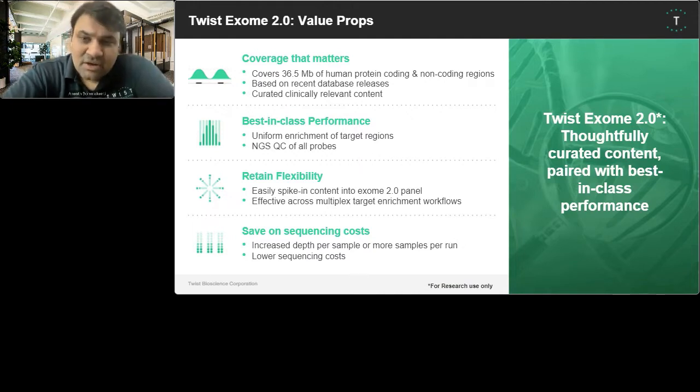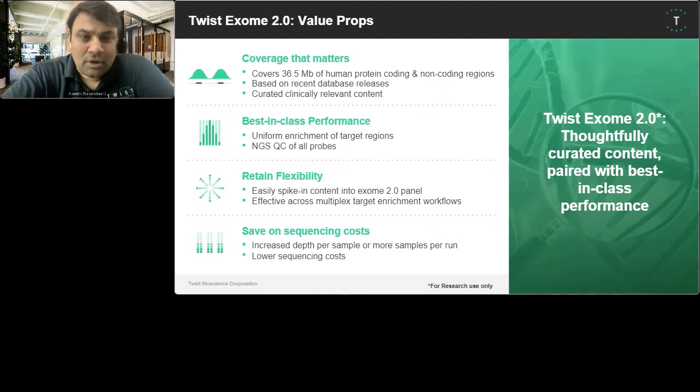Our existing comprehensive exome has one of the best-in-class performances, and we improved over that with improved metrics like uniformity and on-target rate, which I'll be talking about in the coming slides. And along with this, it comes with the exceptional QC process that we have in place for all our NGS products. And it gives you the best data possible that you can rely on.